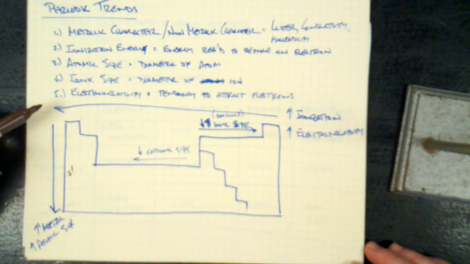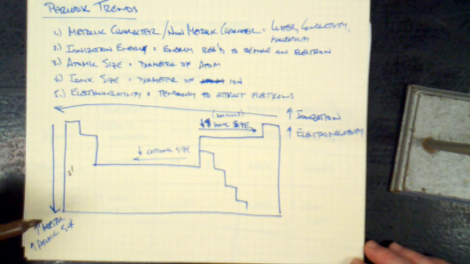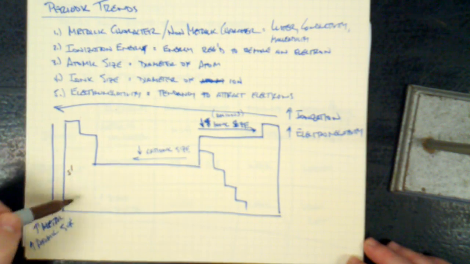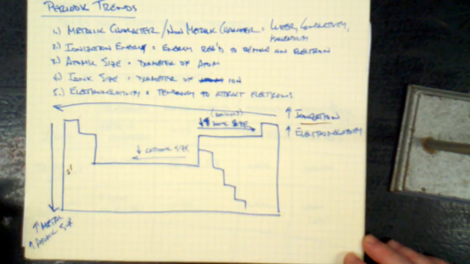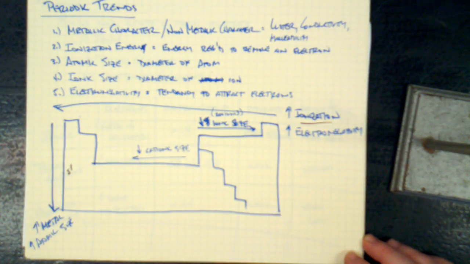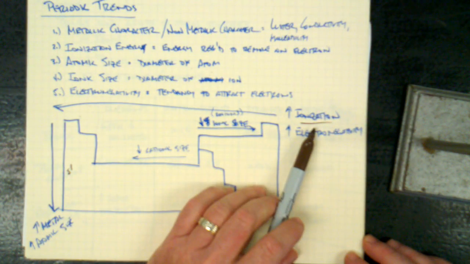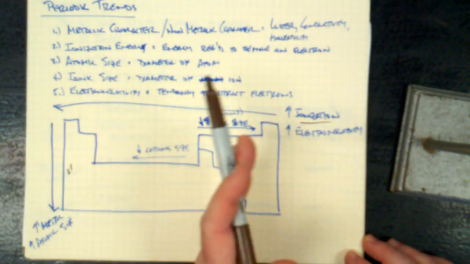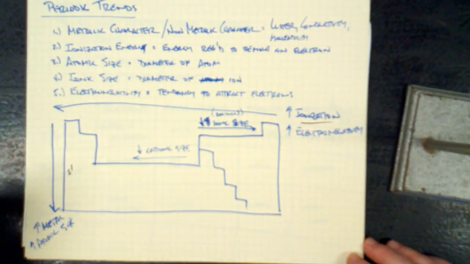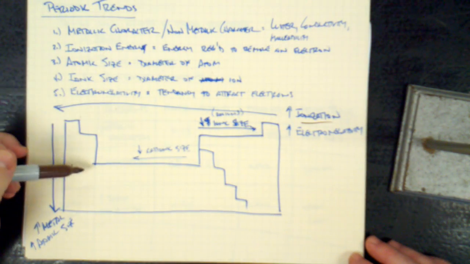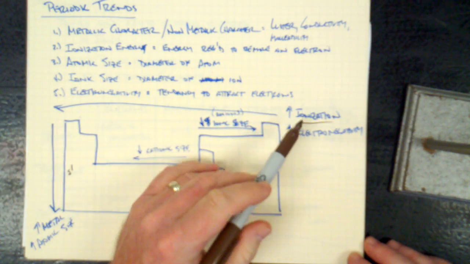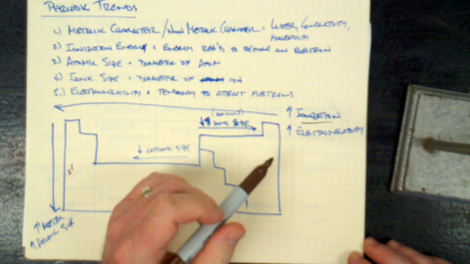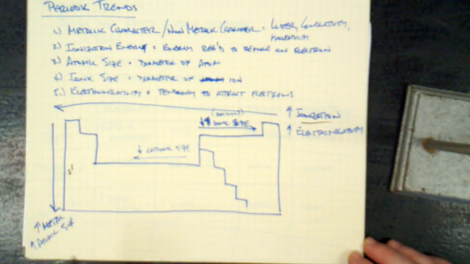lowest ionization energies tend to be down here. So if the lowest ionization energies are down here, the highest ionization energies are going to be up here. So therefore, the ionization energy goes up as you go to the right and go upward. And therefore, any element will have a higher ionization energy than the element to its left or the element that's below it.